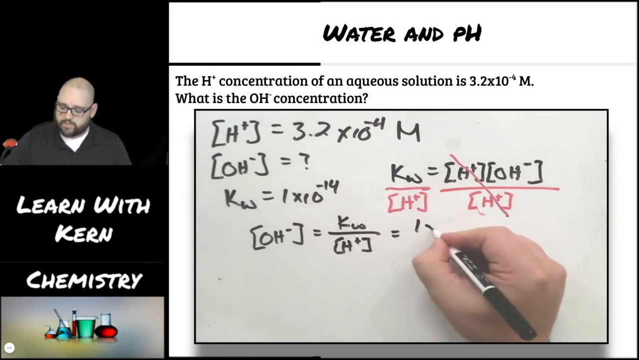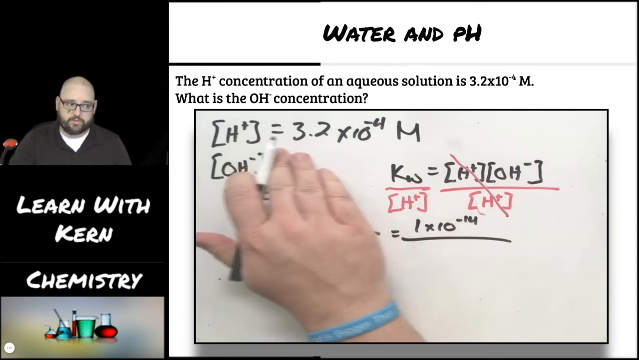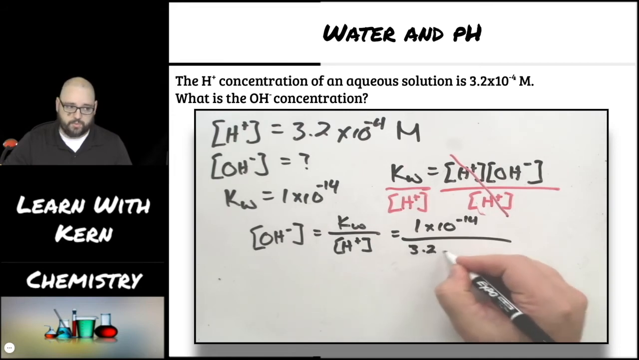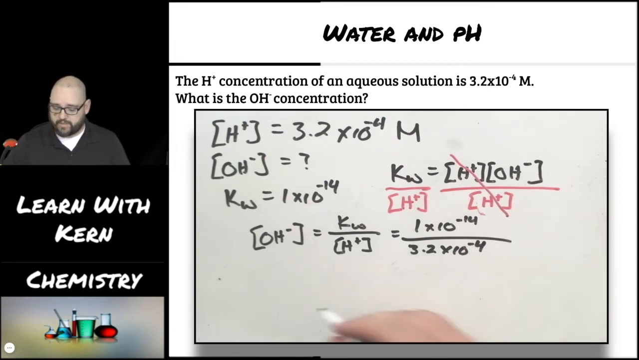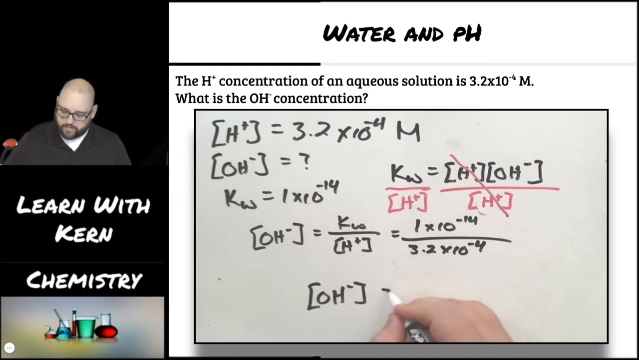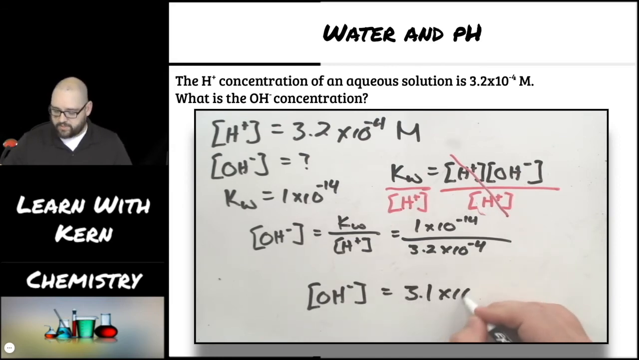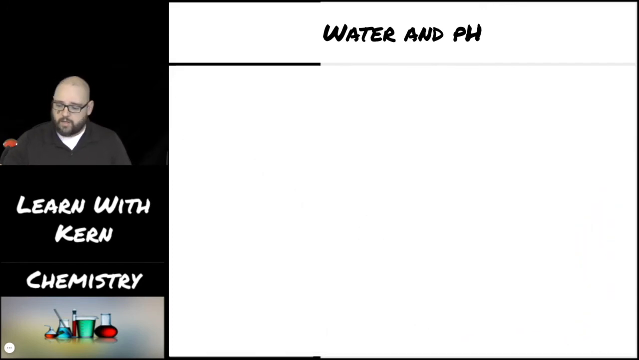Well, Kw is 1 times 10 to the negative 14, and my hydrogen concentration is 3.2 times 10 to the negative 4th. So now I simply plug this into my calculator to get an answer of my hydroxide ion concentration equal to 3.1 times 10 to the negative 11th molar. And it is a concentration, so it is coming out to be in molarity. Okay? So this is using our Kw to find the other concentration. So let's look at another example of that.